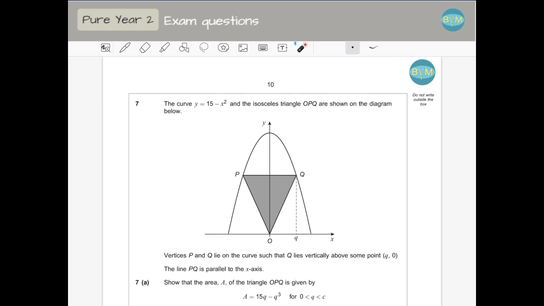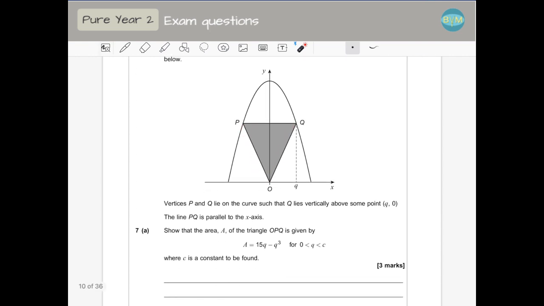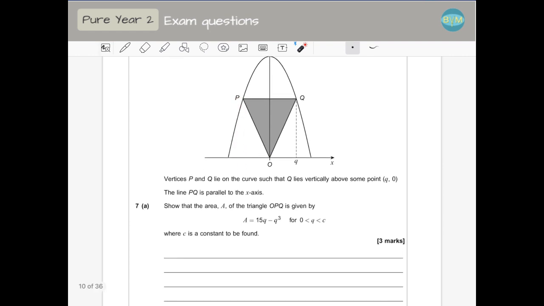Hello, this is question 7 on your June 2022 paper 2 from AQA. You have a curve y equals 15 minus x squared, so a quadratic, and the isosceles triangle OPQ are shown on the diagram below. Vertices P and Q lie on the curve, such that Q lies vertically above some point Q0. This is isosceles and symmetrical, so this point is going to be minus Q, the x is going to be minus Q.